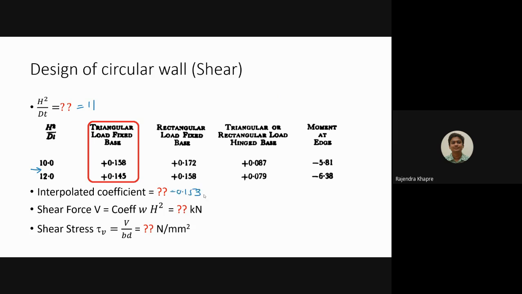0.153. Okay. And the equation to calculate the shear force is also given in the IS code itself. So please calculate the value. Here V can be calculated as coefficient, which is 0.153, value of W will be 10, and H square. So H you have to take as 3.3 square. So how much is the shear force?